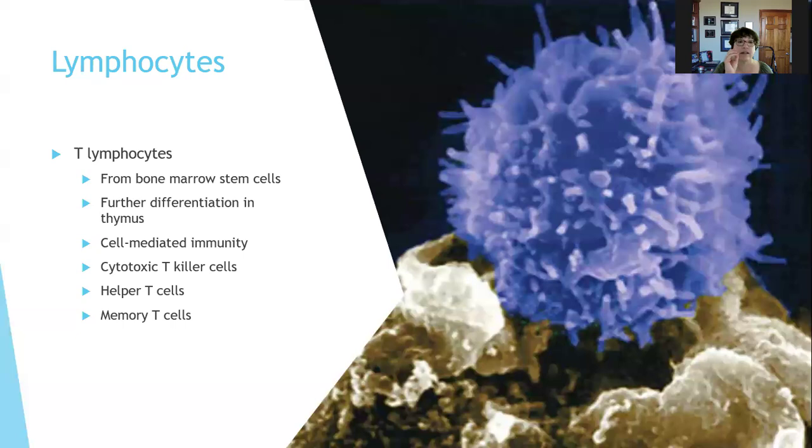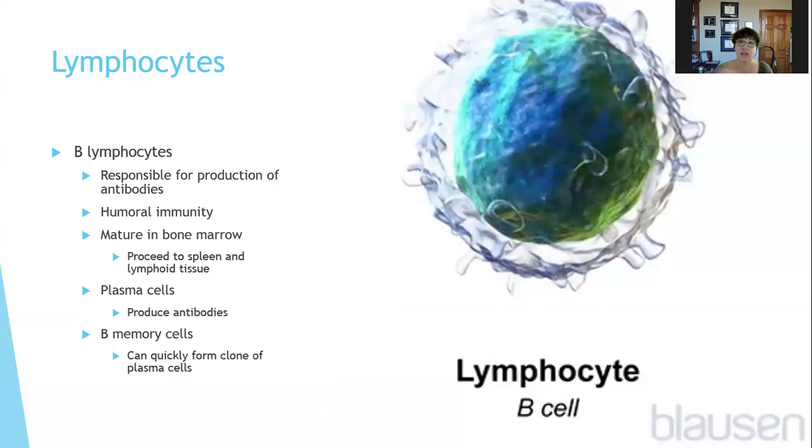T lymphocytes are called cell-mediated immunity because they go directly out to the antigen. The cell goes out there and kills that virus-infected cell, kills that cancer cell, or gets rid of the antigen. So it's the cell taking the action. The other kind of immune response is the humoral response. The B lymphocytes are responsible for the humoral response.